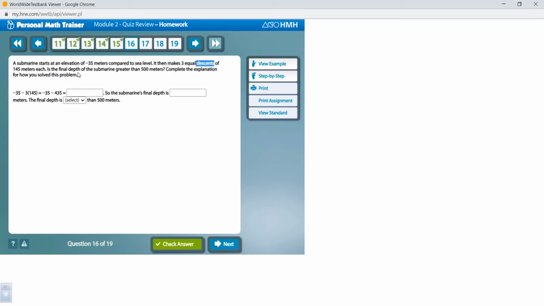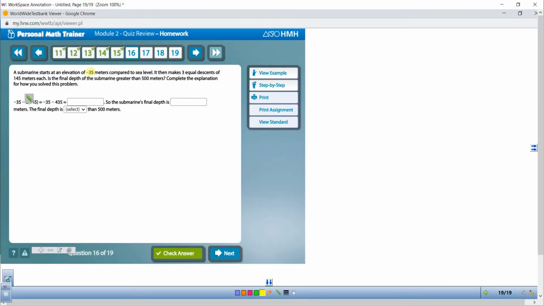All right, is the final depth of the submarine greater than 500 meters? Complete the explanation. All right, so if you see right here, we've got negative 35, and there's our negative 35 here, right?